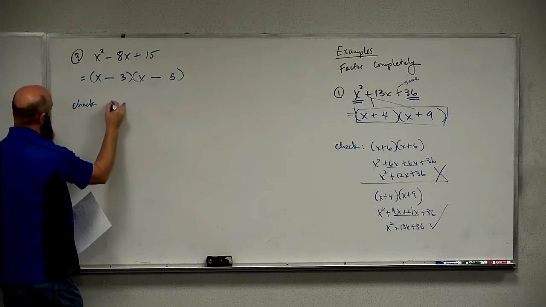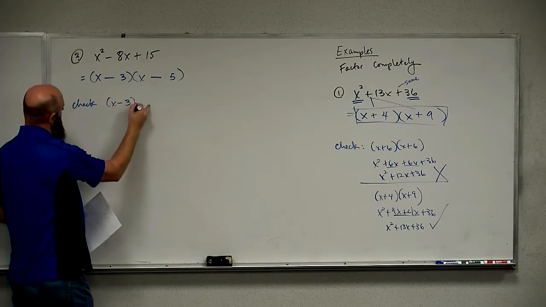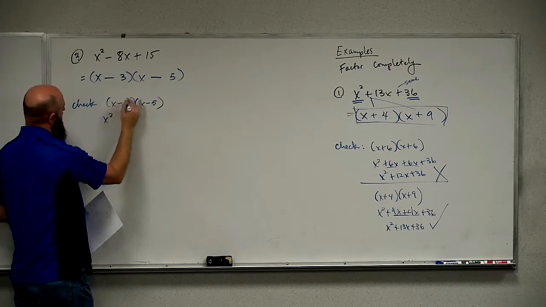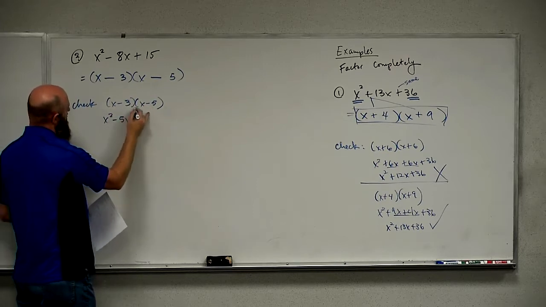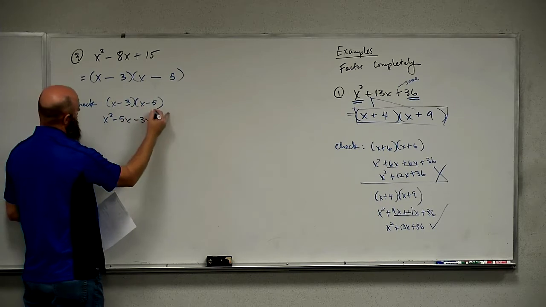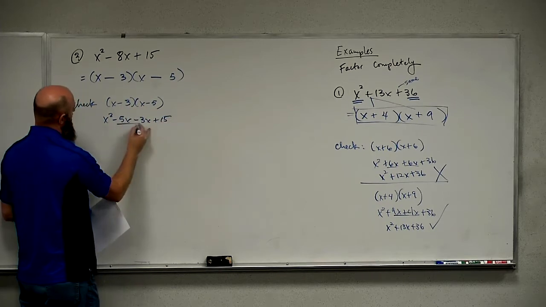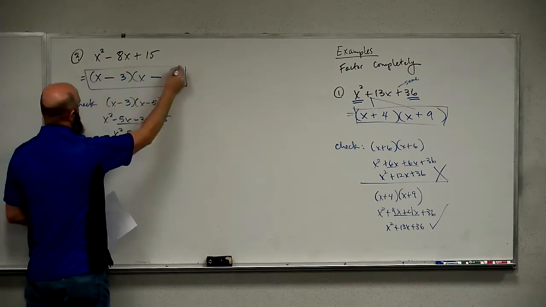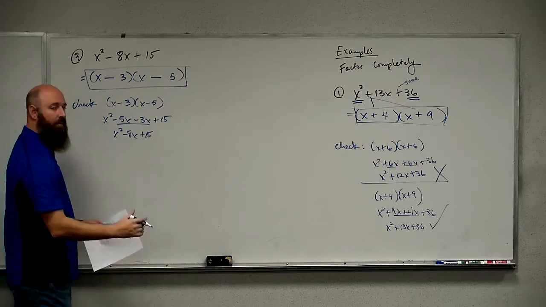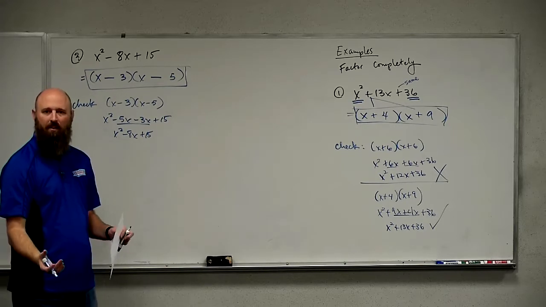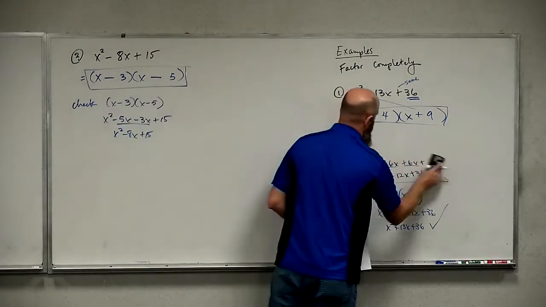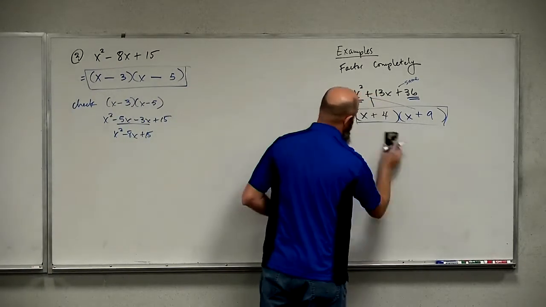So let's do our check. So x minus 3 times x minus 5. So we get x squared minus 5x minus 3x plus 15. Well, those do give me negative 8x. So there is my answer. So we got it right the first time. And there wasn't a lot of options there, so that's always nice when we don't have a lot of options because it narrows it down for us.